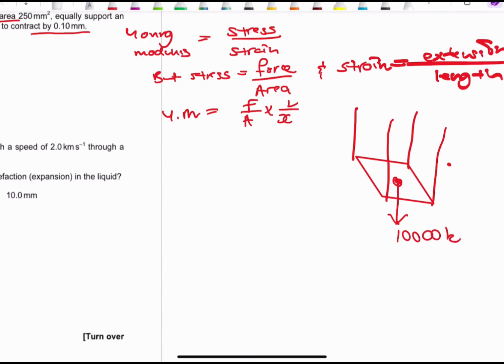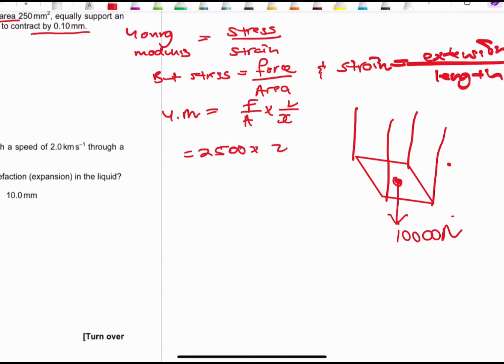So it's 10,000 newtons. If I'm looking at one thing, if 4 of them are supporting 10,000 newtons, what is one thing going to support? It's going to be 2,500. Because if 4 supports 10,000, then 1 will support 2,500. So my force is going to be 2,500.